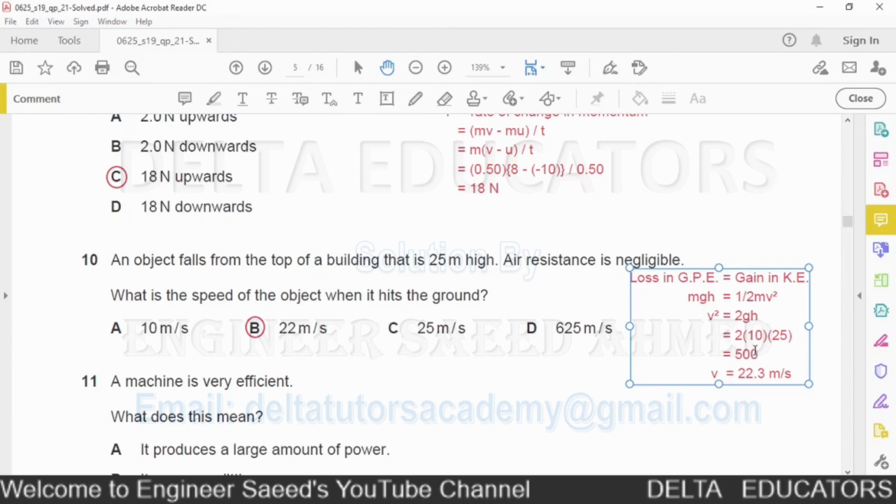Here we need velocity, so we have to take the square root on both sides. By taking the square root on both sides, we will get the velocity v. It will be 22.3 meters per second. Now 22.3 meters per second is approximately equal to 22 meters per second, which is given here in option B. So the correct option is B.